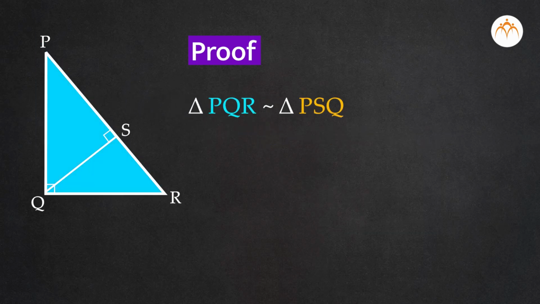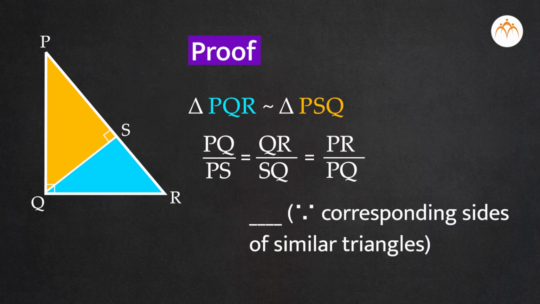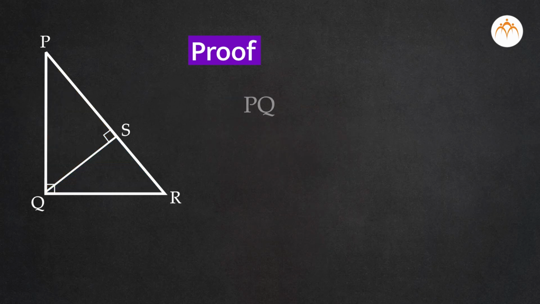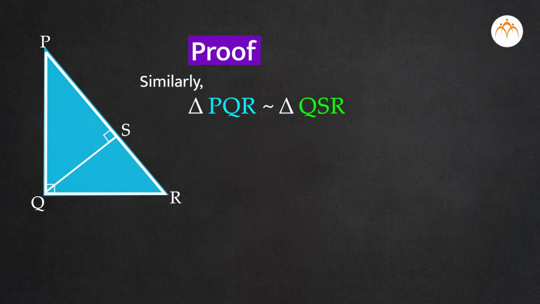Triangle PQR is similar to triangle PSQ. Therefore, PQ upon PS is equal to QR upon SQ is equal to PR upon PQ because corresponding sides of similar triangles. Therefore, PQ upon PS is equal to PR upon PQ. Therefore, PQ square is equal to PS into PR. Equation 1. Similarly, triangle PQR is similar to triangle QSR.